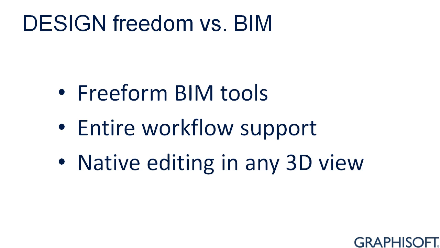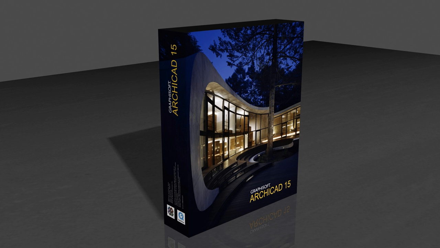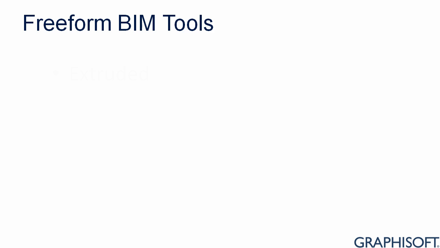Last but not least, creating freeform structures, as we noted previously, is barely possible in 2D views. What you need is full editing support of your freeform BIM tools in any views, including the 3D perspective views. Now let's see how ArchiCAD 15 introduces fully BIM integrated freeform design tools and a revolutionary new approach to designing freeform structures in 3D.